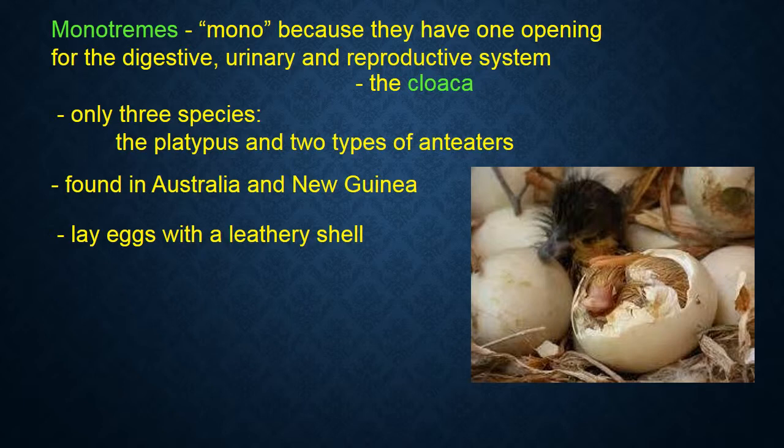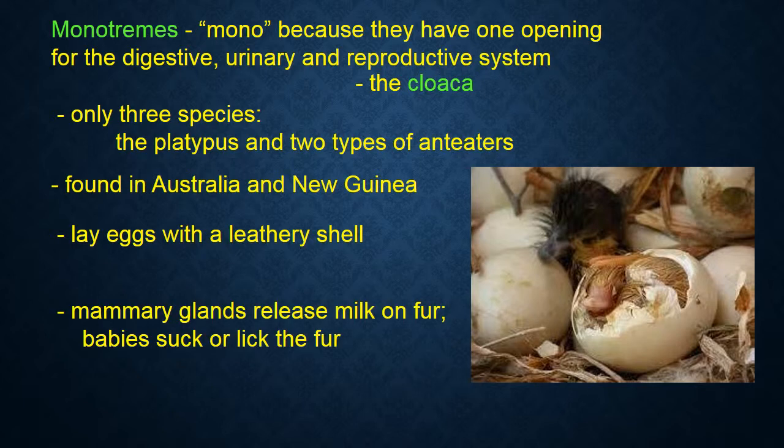We find these monotremes mostly in Australia and New Guinea, and they still lay eggs with a leathery shell. So that's a different way of mammalian birth than most of the mammals that we are used to.